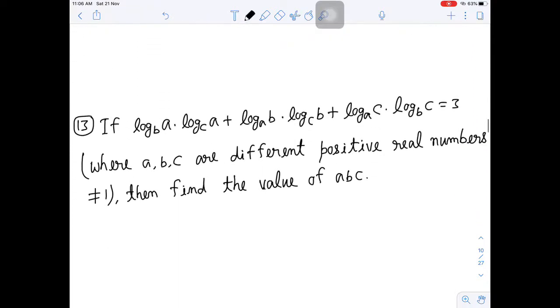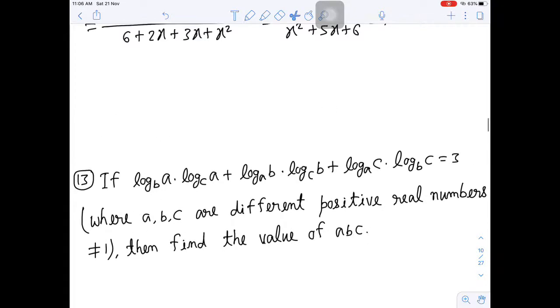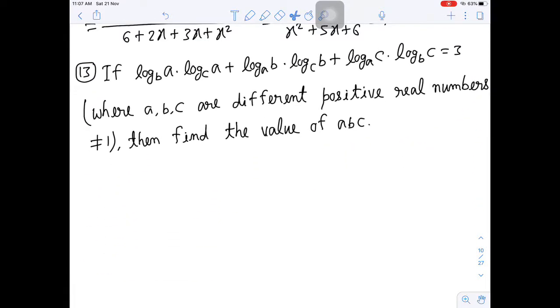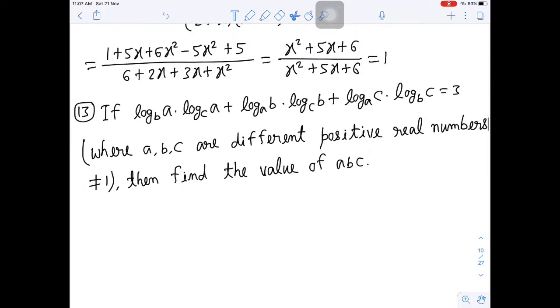Okay, then we'll go to question number 13. So in question number 13, you have log a base b into log a base c plus log b base a into log b base c plus log c base a into log c base b equal to 3, where a, b, c are different positive real numbers not equal to 1. Then find the value of a, b, c.